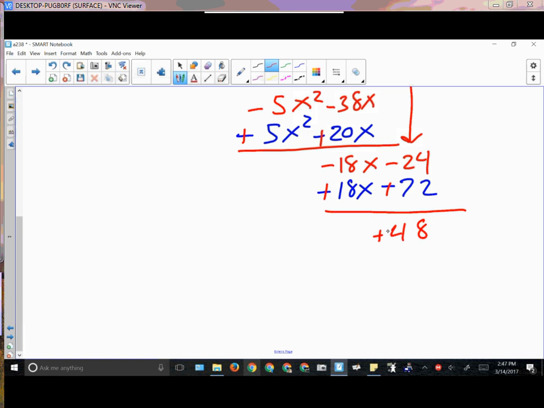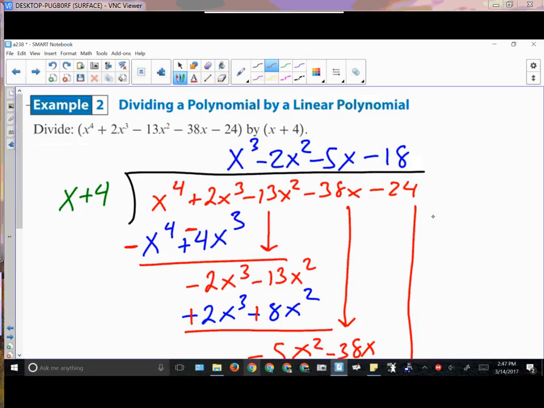Now, I have a number down here all by its lonesome. I have no more to go and bring down to divide out. So that means that I end up with plus 48 over x plus 4. That is the whole process. Questions about any one of the steps that I've done on there? It's really one step that you just keep repeating over and over.